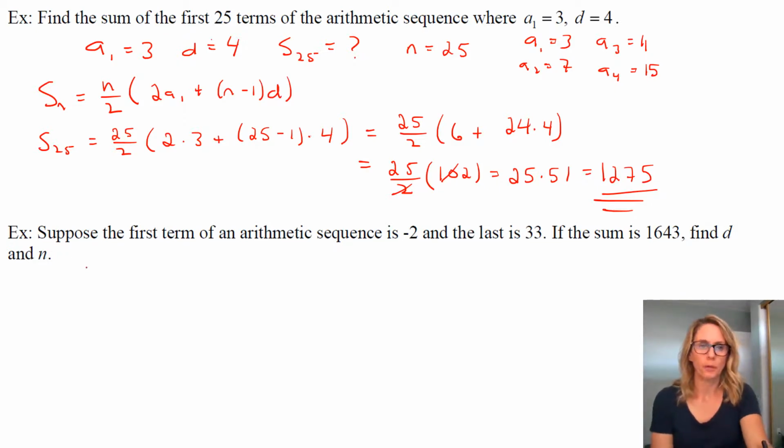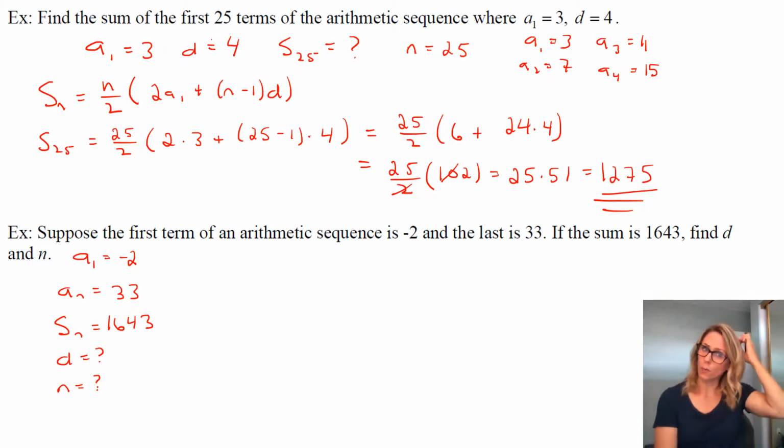So our last example here is, suppose the first term of an arithmetic sequence is -2. So we already know a sub 1 equals -2. And the last is 33. So we know that there is some part of this sequence where the last term is 33. Well, we don't know the n, but we do know the sum. So we know the sum of those values is 1643. Our job: find the difference and find our n.